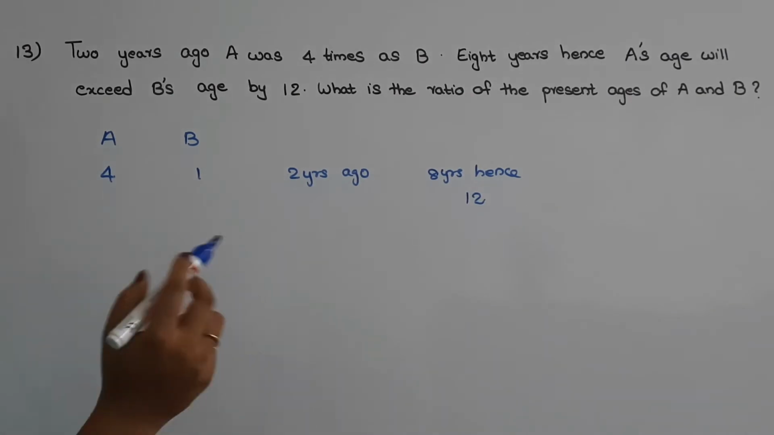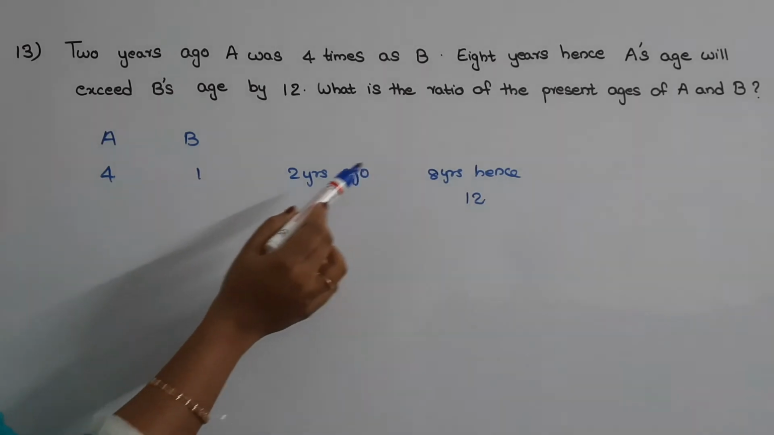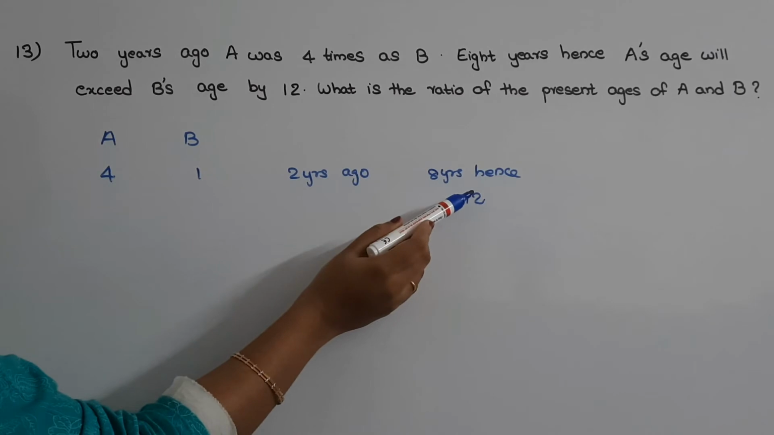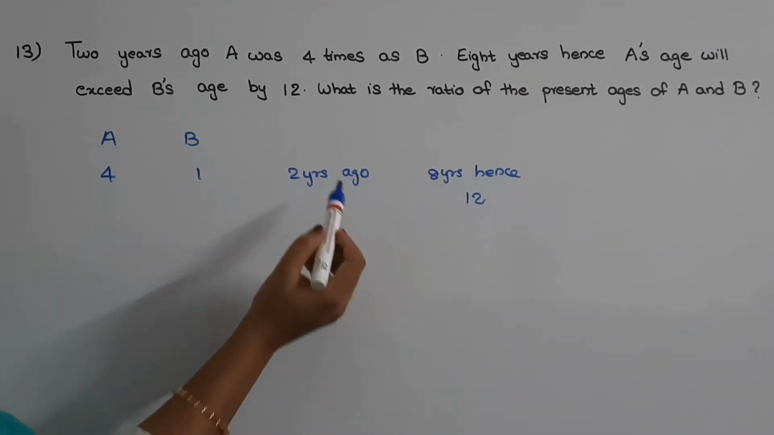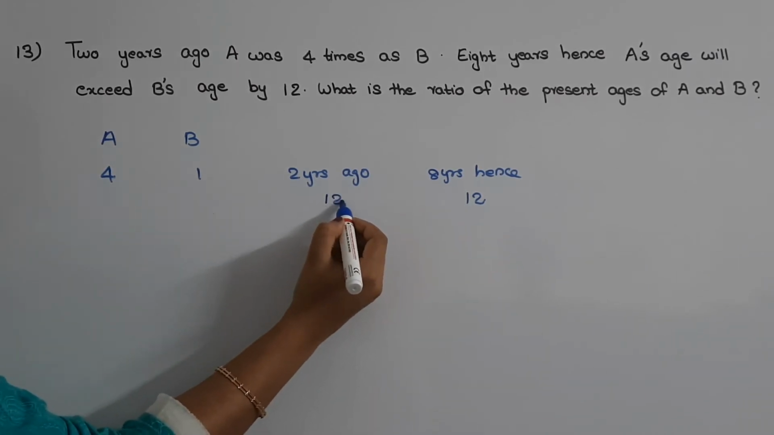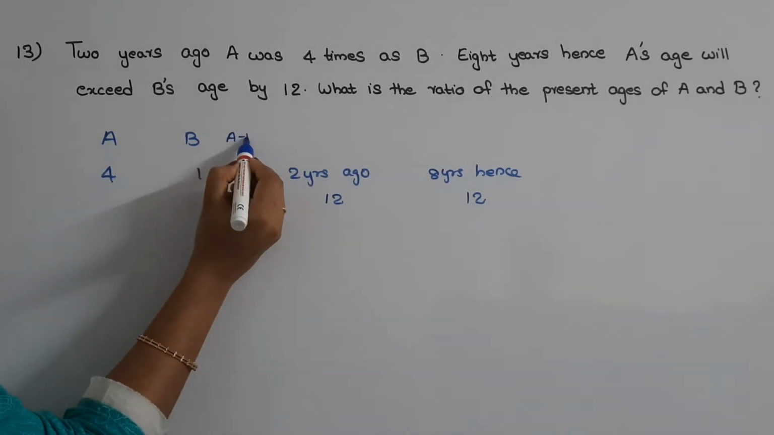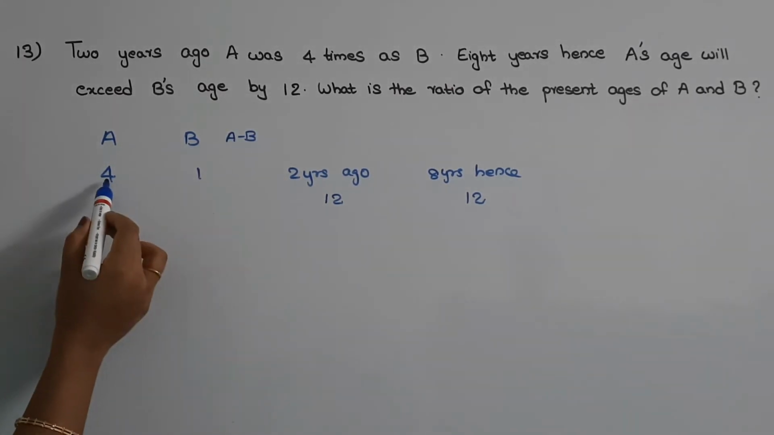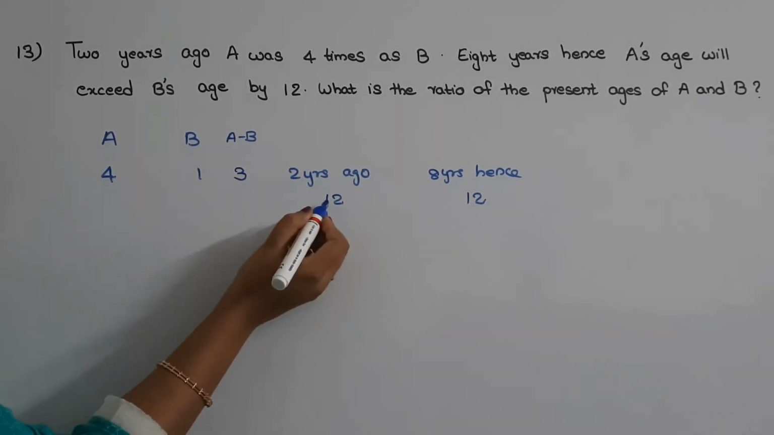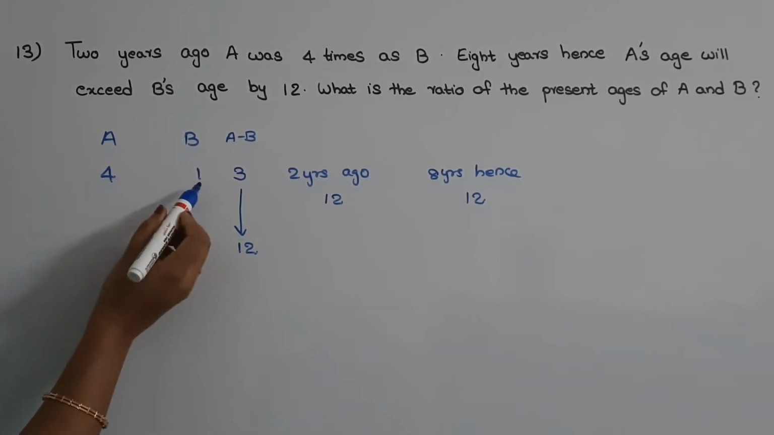We know that difference in the ages will always be the same. So the difference in the ages of 2 years ago will be same as that of the difference in the ages 8 years hence. So 2 years ago also the difference between the ages will be 12. Now let us find out the difference in the ratios of their ages. So difference in the ratios of their ages will be 4 minus 1, that is 3. Now we can represent this 3 as this 12. Then what will be the value for 4 and 1?